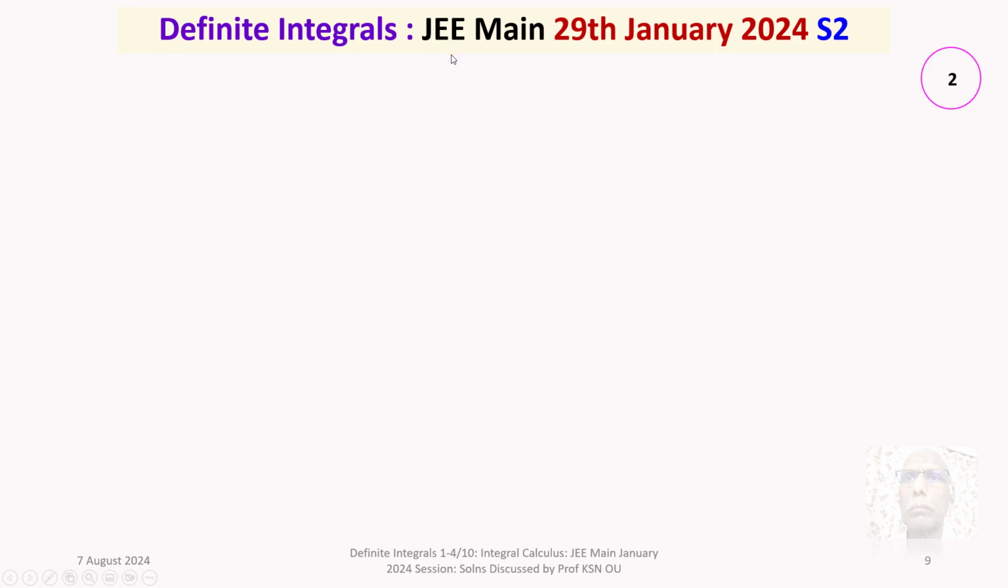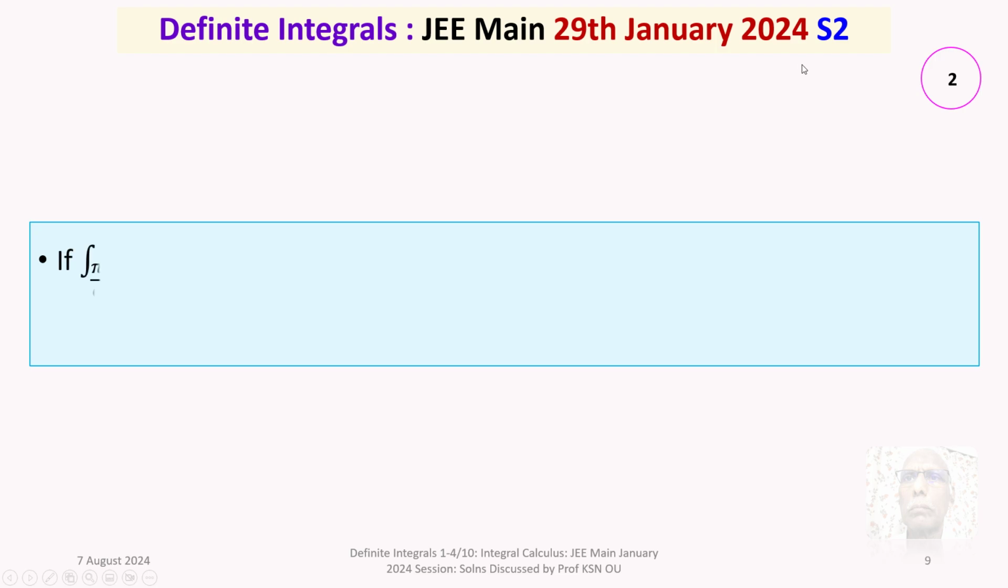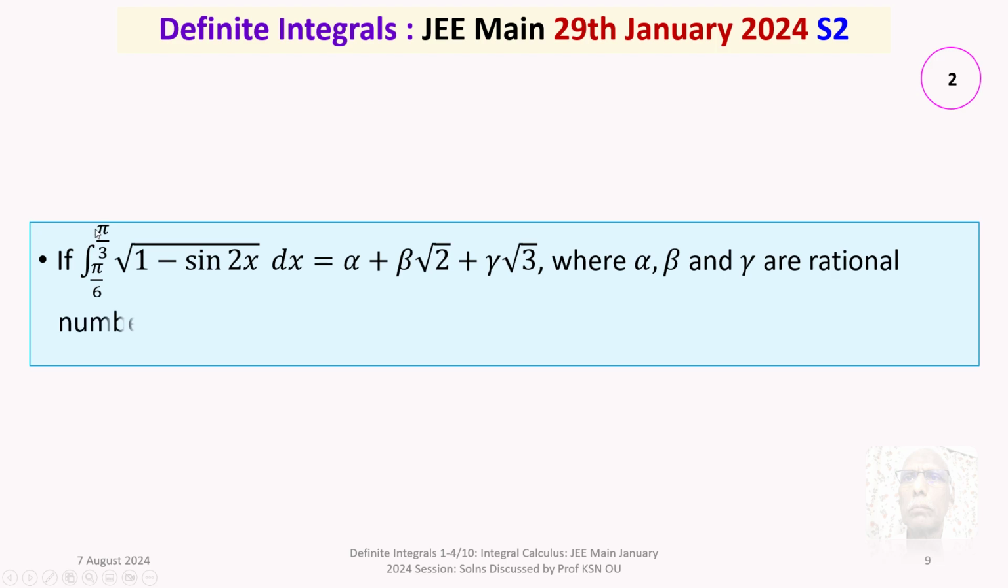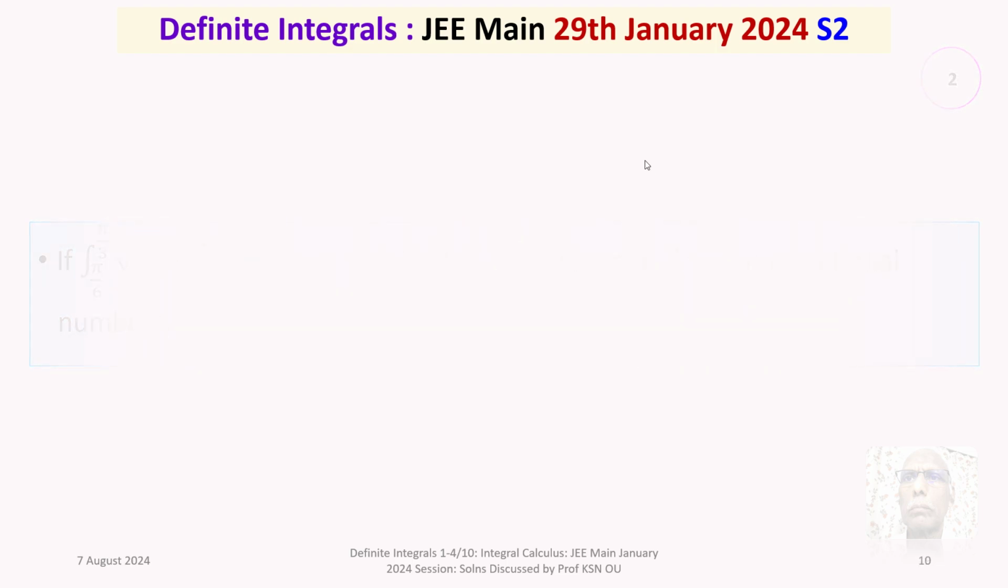Let's now move to the next question. This question has appeared in the JEE Main exam held on 29 January 2024 in the second shift. The given question is, if integral pi by 6 to pi by 3 of under the square root of 1 minus sin 2x dx is equal to alpha plus beta times root 2 plus gamma times root 3, where alpha, beta, gamma are rational numbers, then 3 alpha plus 4 beta minus gamma is equal to. Right. Let's now discuss the solution of the problem in detail.